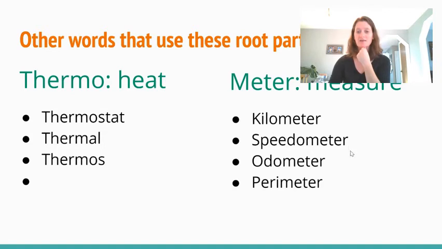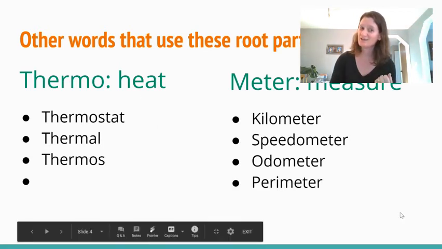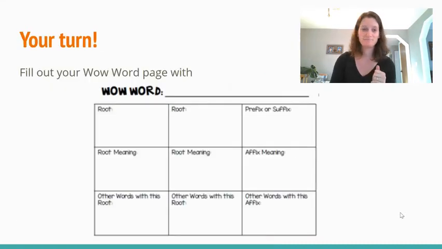Okay, and then a speedometer is a measure of speed. So most cars have a speedometer. And they also have an odometer, which tells how many miles you've traveled. So there's different things that they're measuring. And whenever you've got that meter there, it's telling you measure. Okay. And in math and geometry, we look at perimeter. And we are measuring around the outside of a shape. So whenever you see meter, think measure. And whenever you see thermo, think heat.